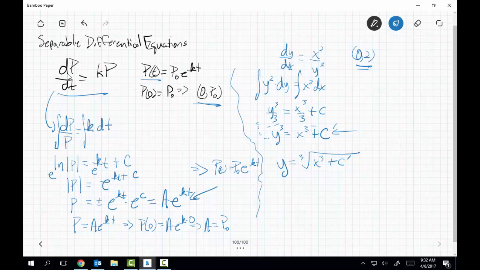This is the best step to solve for c prime, isn't it? Because I know that y cubed, well, y is 2, so 8 is equal to 0 cubed plus c prime, so c prime is just equal to 8. It's a lot easier to solve algebraically. The only reason I solve for it here is because it makes my life simpler, and that's all that I'm trying to do. So I know that y is equal to the cube root of x cubed plus 8. I'm done. There's nothing to it, right?